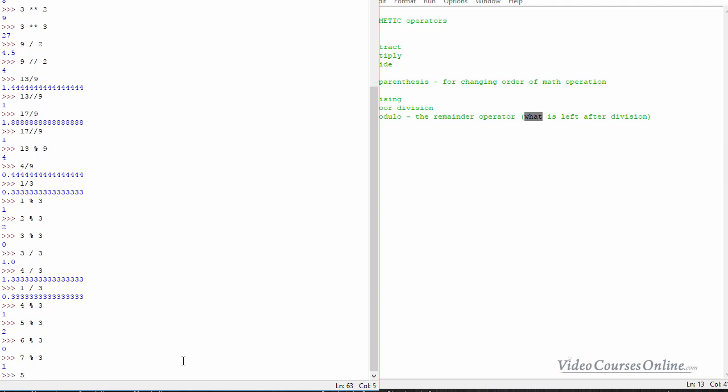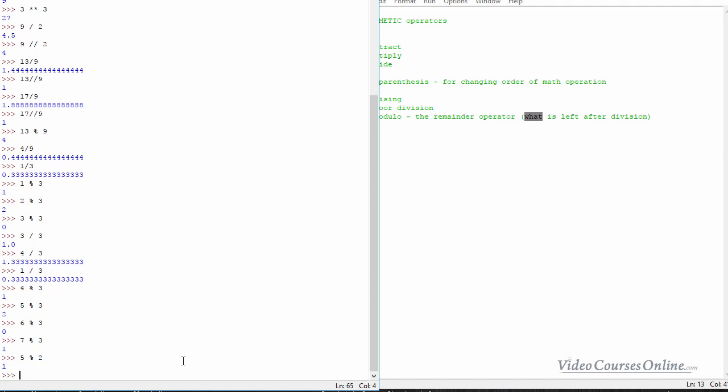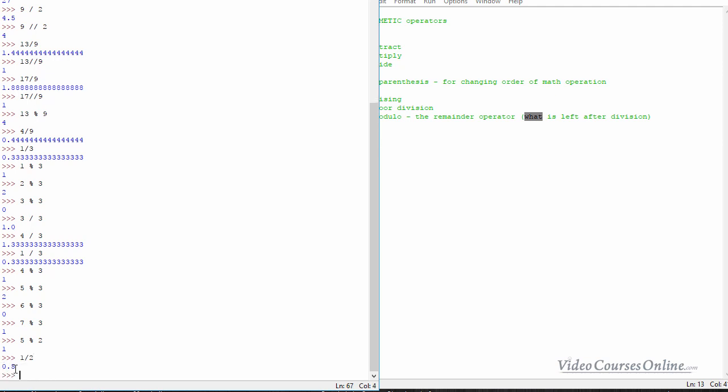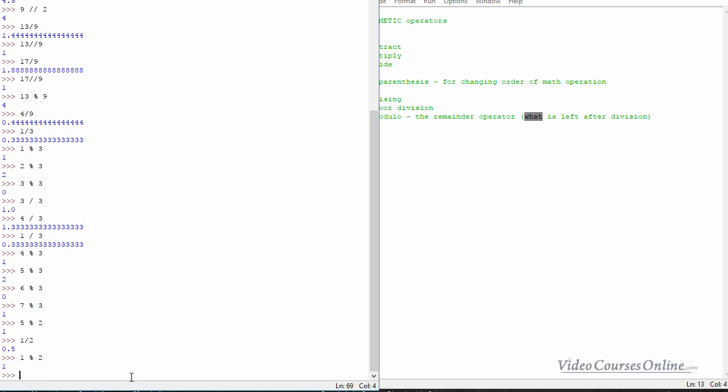So 5 modulo 2 is really 1. Why? Because 5 divided by 2 is 2 and a half. And the half is really something like 1 divided by 2, which is the half, right? And this is the part that we are looking at, the counter. So 1 modulo 2 would be 1. So that's why 5 modulo 2 is 1.